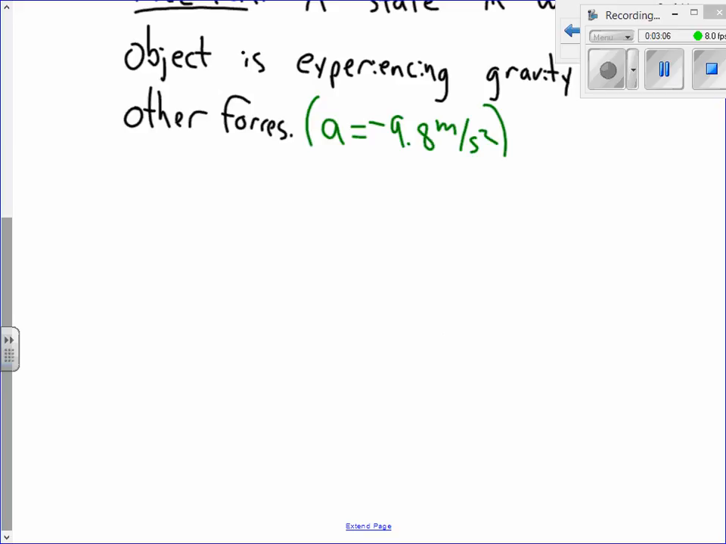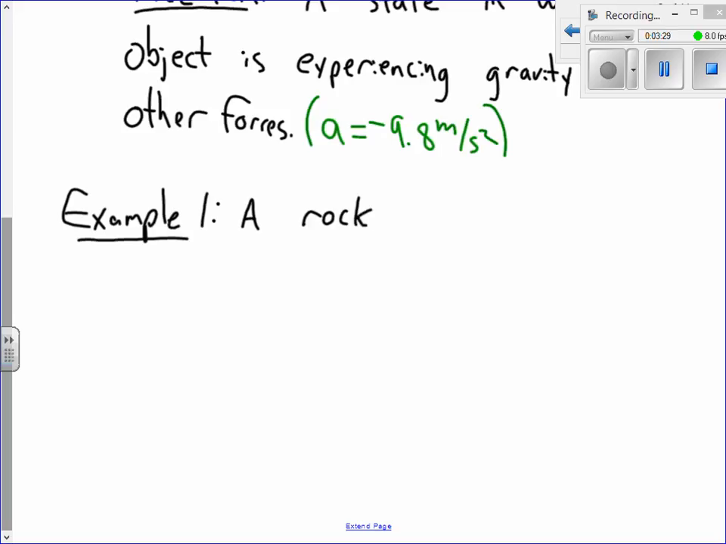So we're going to dive into an example here. We've got two examples to go through today. The first is about an object that's dropped. So that's example one. Example one. A rock is dropped from a height of 80 meters. How long does it take to reach the ground?